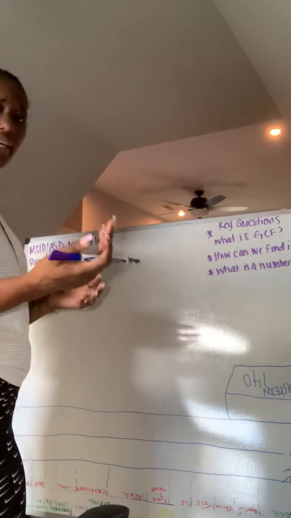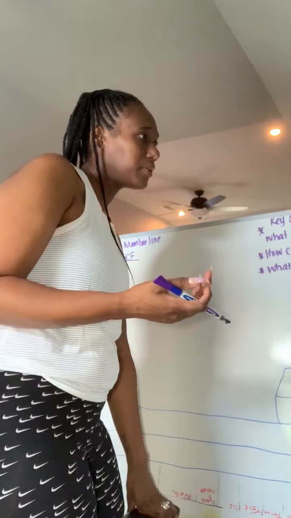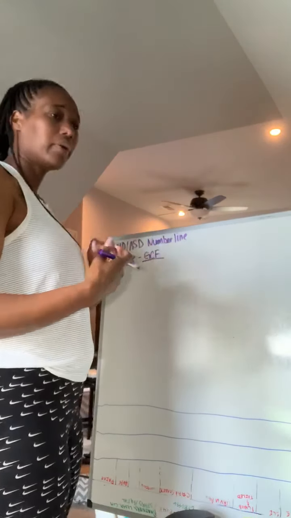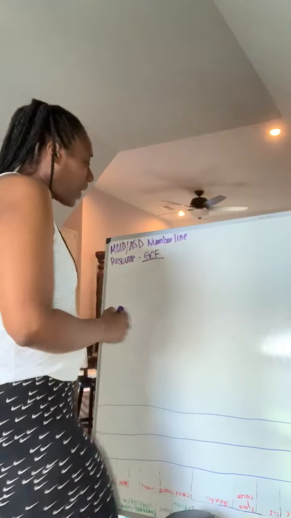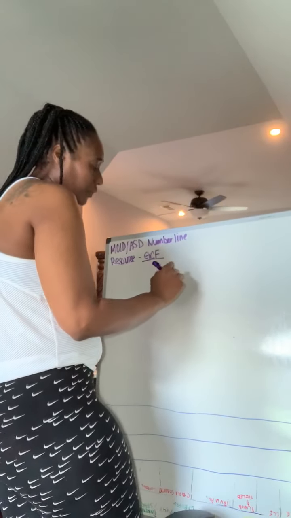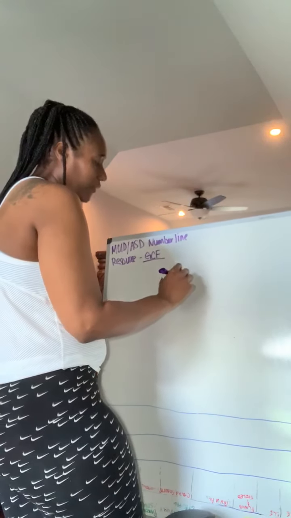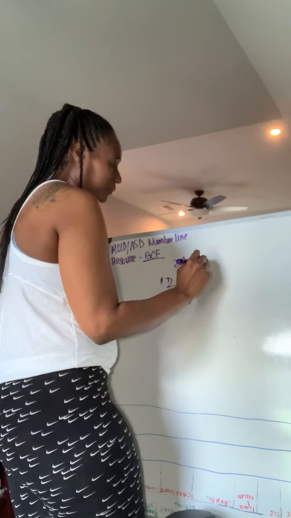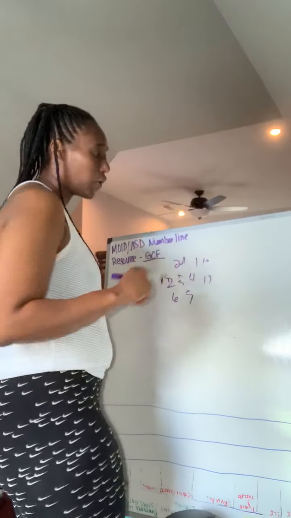So the number line. What exactly is the number line? A little bit over so I can be in the camera. What exactly is the number line? So we think about the number line. We have all these numbers: 1, 2, 3, 4, 6, 9, 10, 21, 11, and so forth.